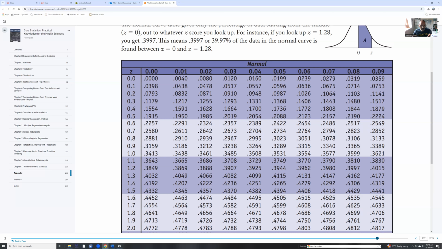So a value of 1.64, 1.60, 1, 2, 3, 4. This is a value of 1.64. It represents basically 45% of the population, right? So 45% of the population is between 0 and 1.64. So a Z of 1.64.